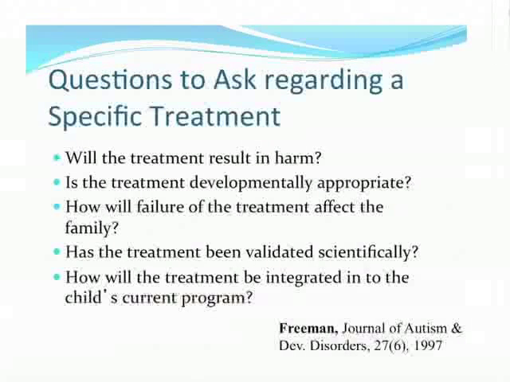This is based on a paper that was published way back in 1997 in the Journal of Autism and Developmental Disorders. But really highlight just these specific questions. Will the treatment result in harm? Big first question. Does it seem to be developmentally appropriate for my child? How will the failure of the treatment affect our family? Are we putting all our eggs in this basket, or are we thinking about this in a somewhat emotionally detached way, if that's possible?